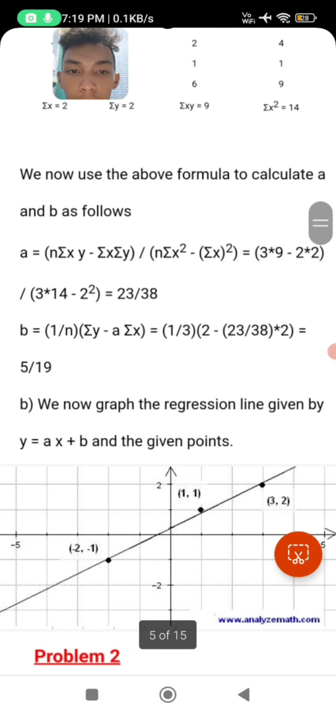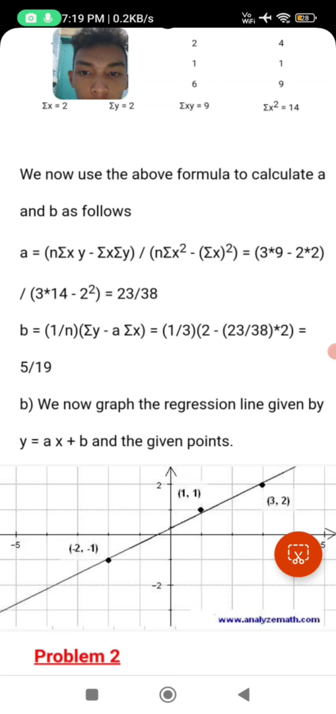Now we use our formula to calculate a and b as follows. A equals n times the sum of XY minus the sum of X scores times the sum of Y scores, divided by n times the sum of squared X minus the square of the sum of X, which equals 3 times 9 minus 2 times 2, over 3 times 14 minus 2 squared, equals 23/38.